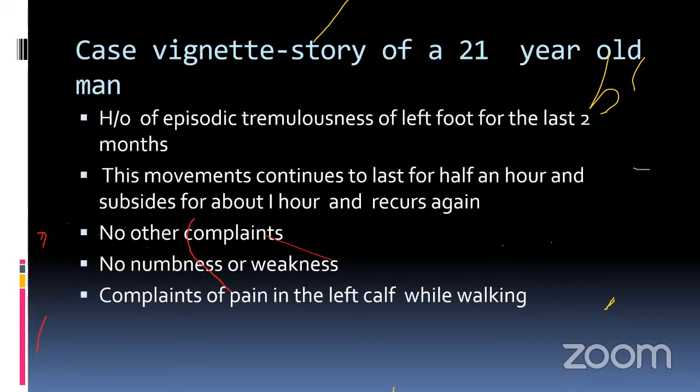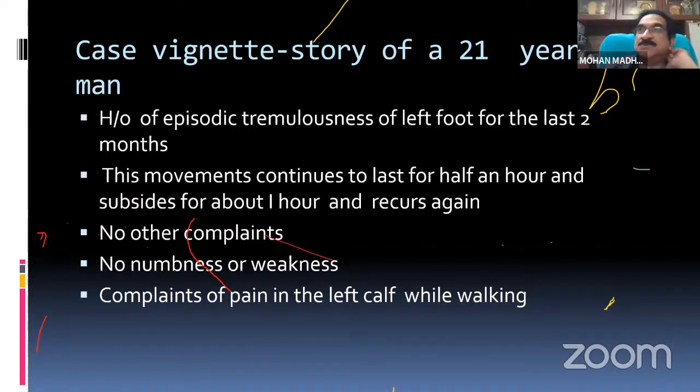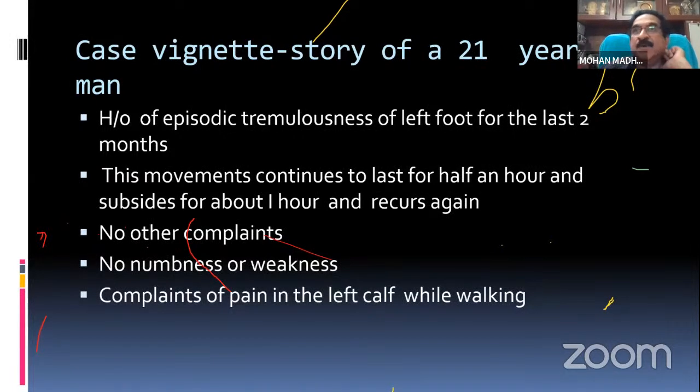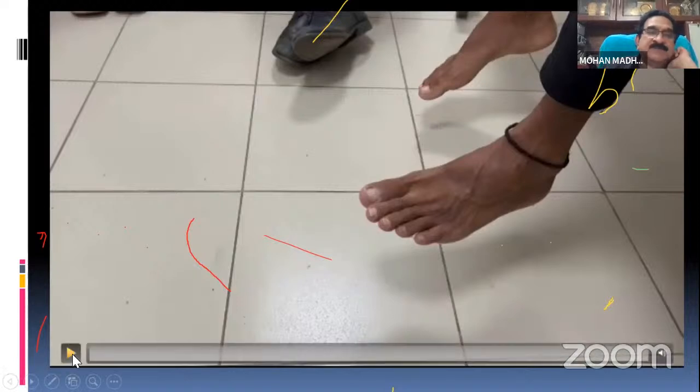21-year-old man, episodic tremulousness of the left foot for the last 2 months. These movements continue for about 1 hour and subside for about 1 hour. Previously present, but occurs for 1 hour, subsides, again recurs. No other complaint, no numbness or weakness. Complaints of pain in the left calf bone. This is the involuntary movement. You just see.